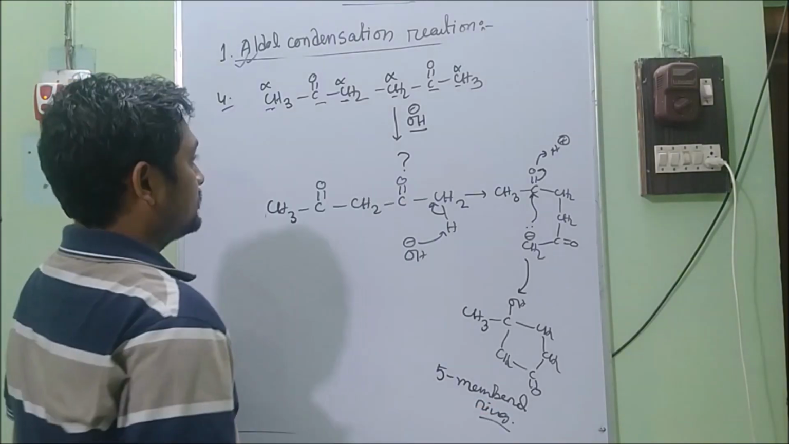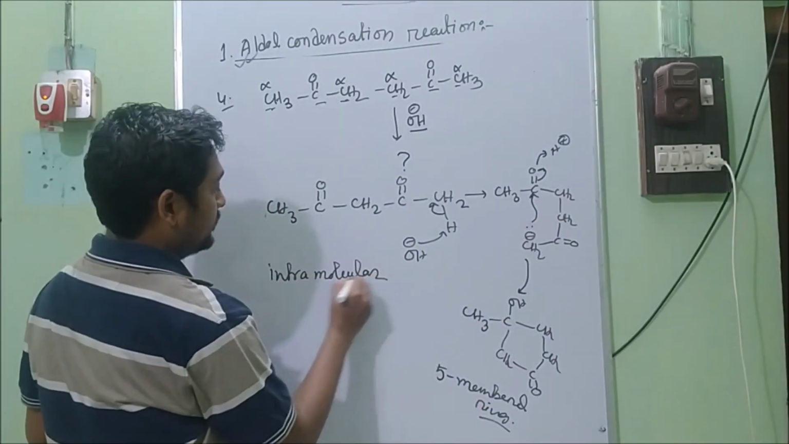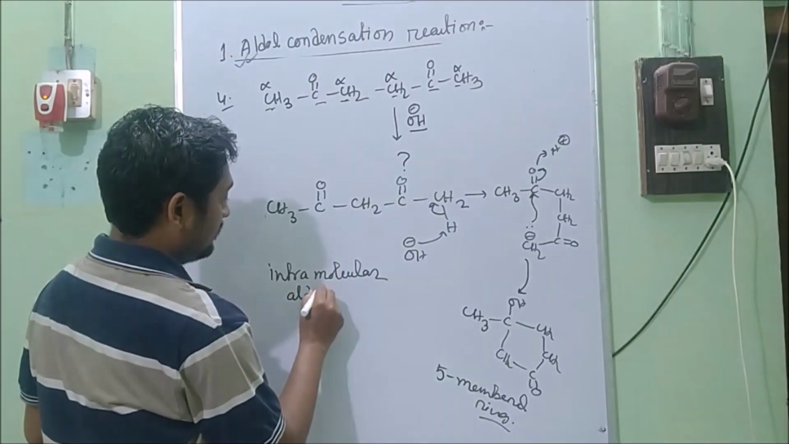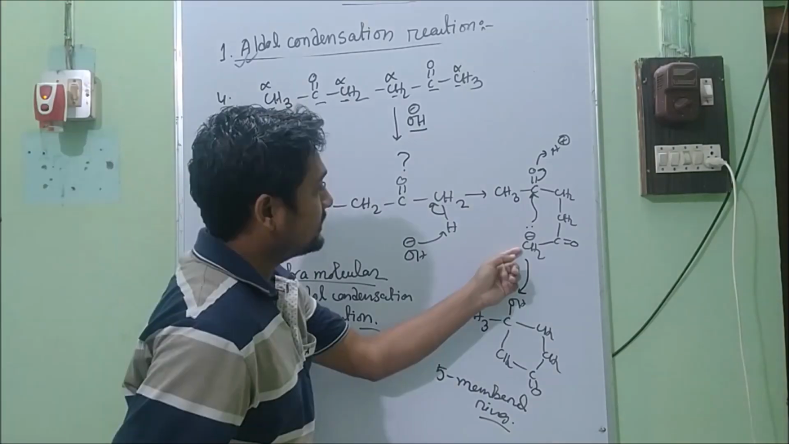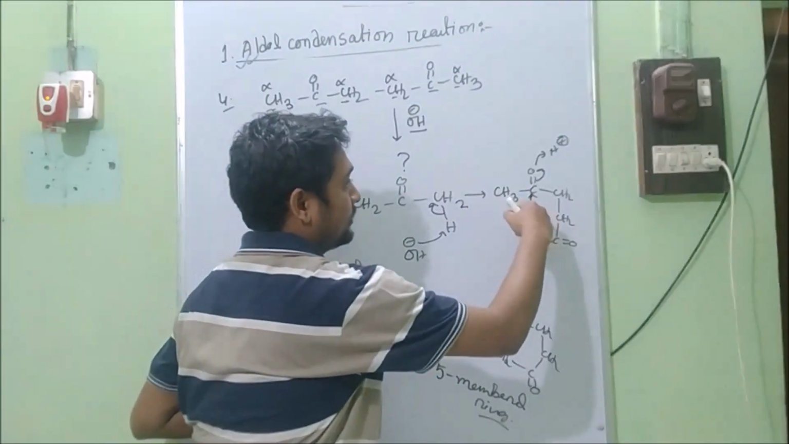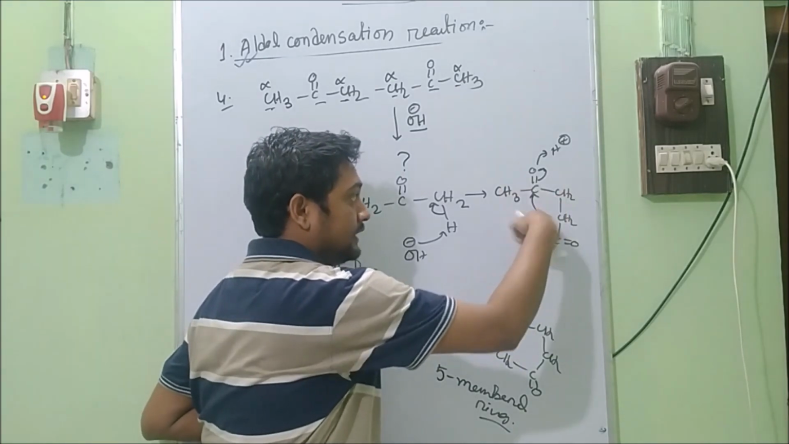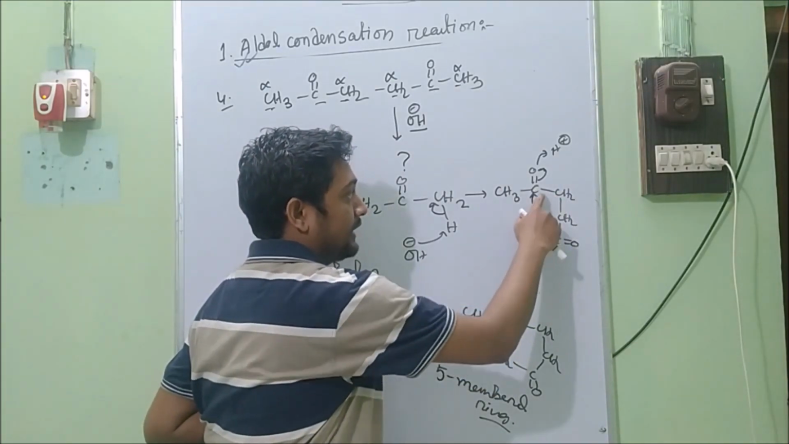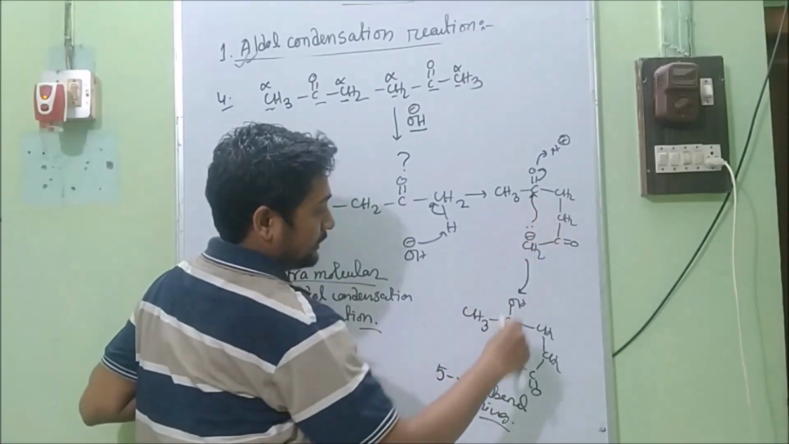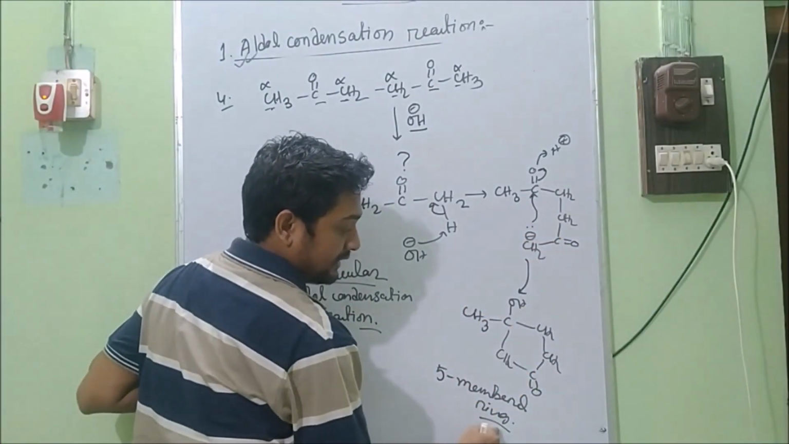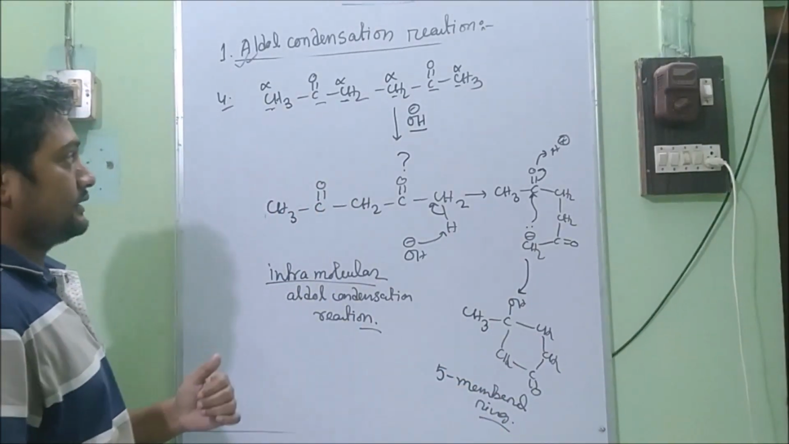5-member ring. So such type of reaction is called intramolecular aldol condensation reaction. Intramolecular means this negative charge will attack within these molecules. This carbonyl group is within these molecules, so this negative charge will attack at this carbonyl group, and it will produce a 5-member ring, and a 5-member ring is stable. So this can be the product of these reactions.